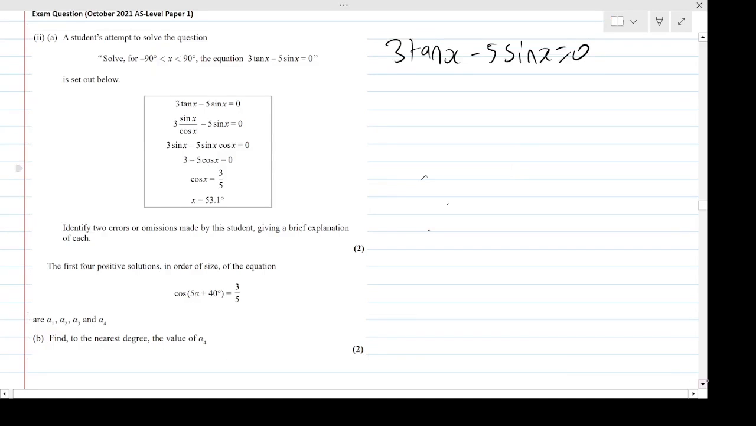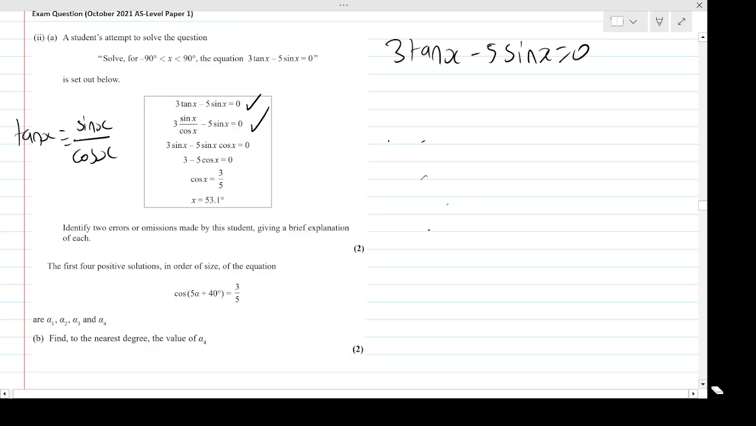So what have they done? So we started with the equation, right? Then they said tan x is sine x over cos x. That's correct, right? That's using the identity. Tan x is sine over cos, right? We know that's true. Again, you need to remember that. So that step's true.